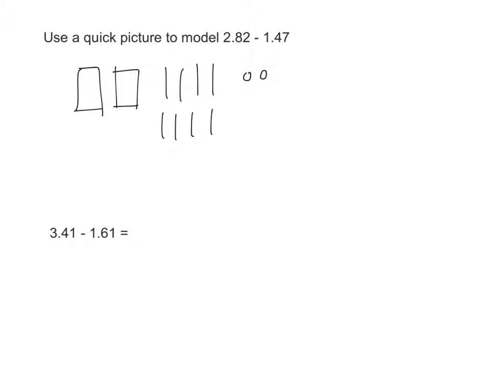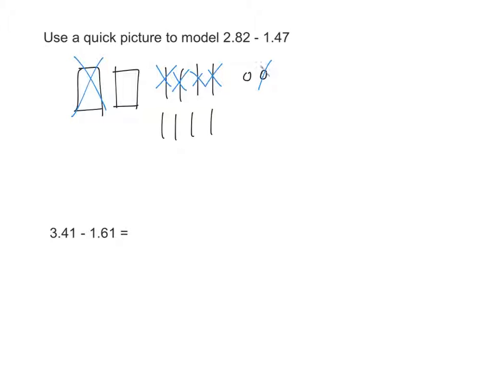Now, what am I being asked to take away? Remember, we know we can start on the left side or we can start on the right side when we're dealing with models. What am I being asked to take away? How many ones am I asked to take away? Karan? 1. So let's cross out one of those flats. How many tenths am I asked to take away? Soham? 4. So let's cross out 4 of those rods. 1, 2, 3, 4. Now, how many hundredths am I asked to take away? Misaki? How many hundredths am I taking? 7.